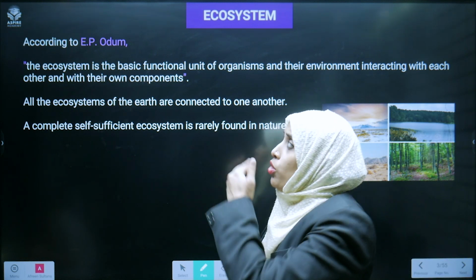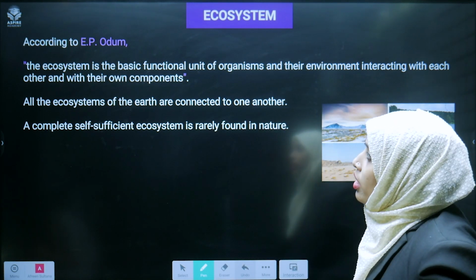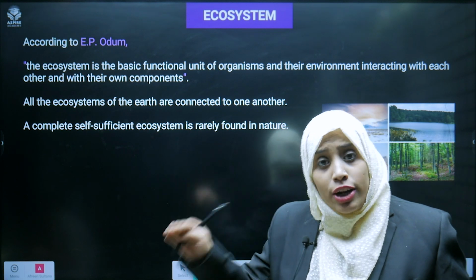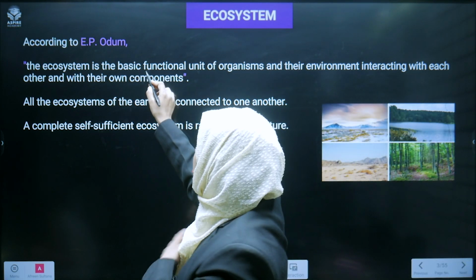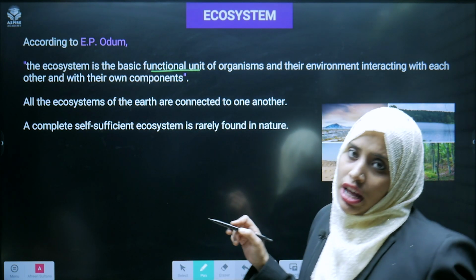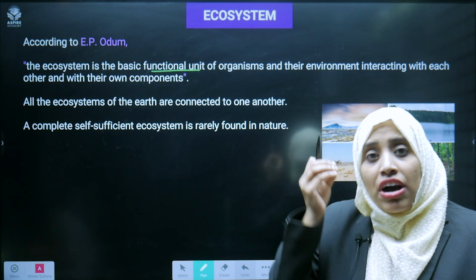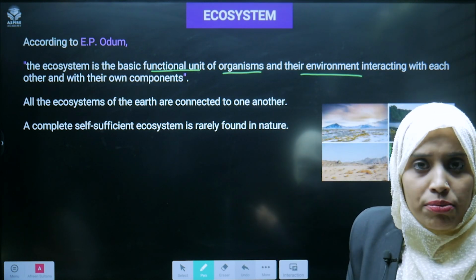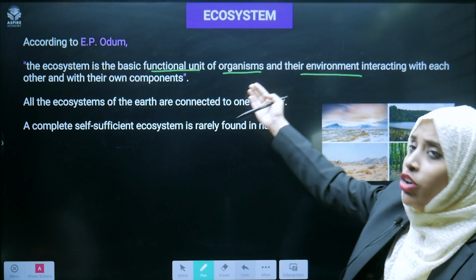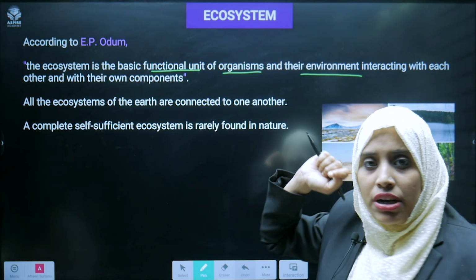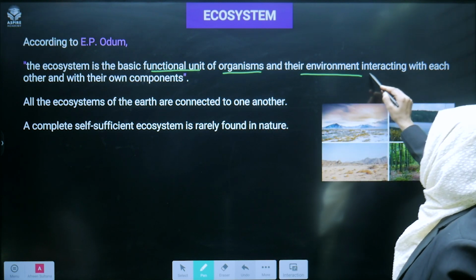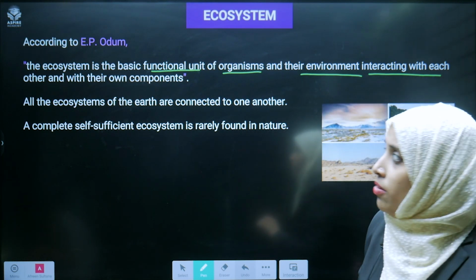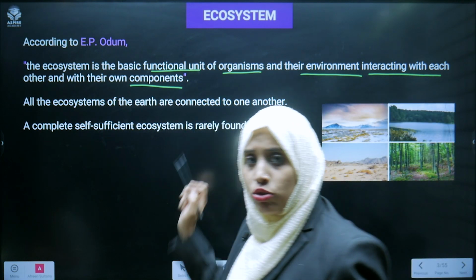Now, according to E.P. Odum, what did he say about the ecosystem? According to him, the ecosystem is a basic functional unit of the organism. What is ecosystem? It is a functional unit of organism and their environment. Again, the living organisms are related to the environmental factors. So environmental factors and the organisms are interacting with each other and with their own components also.